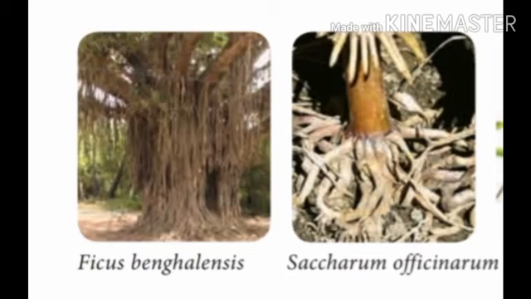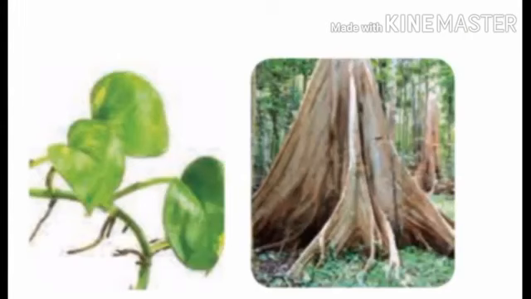The next one will be climbing root. Example is our money plant, Epipremnum pinnatum. Here you can find the roots opposite to the leaf. These roots help in climbing on the wall or trees where support is given. And the next picture is a Bombax, buttress root.